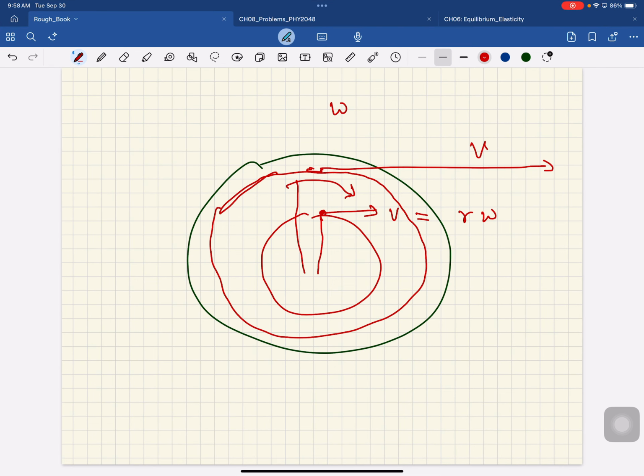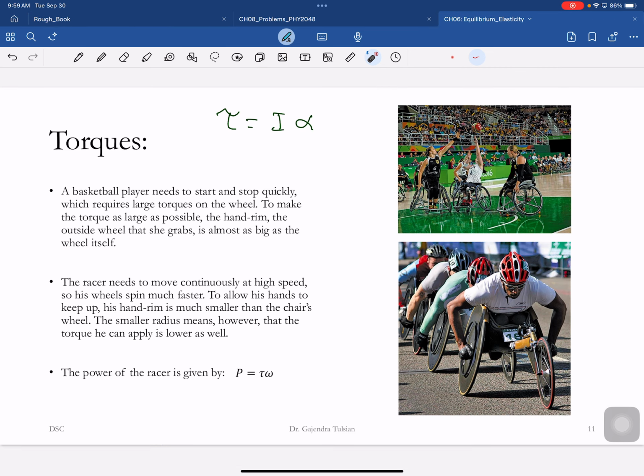If this wheel is spinning faster, your hands are not able to keep up. When you're trying to push the wheel, your hands are not able to keep up. So that's why they provide a smaller radius rim, so your hands are able to keep up and apply the torque. So you see, this is the kind of stuff that goes on in designing all these things.